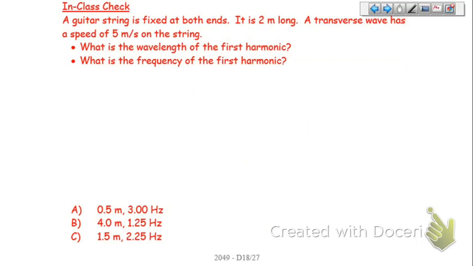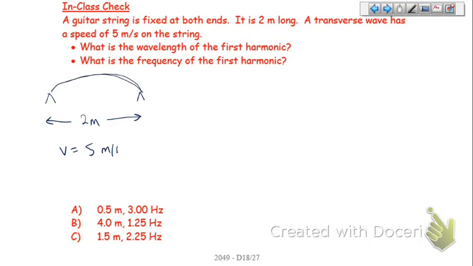Guitar string is fixed at both ends. It is 2 meters long. A transverse wave has a speed, v, equal to 5 meters per second. What is the wavelength of the first harmonic? So let's draw the first harmonic.